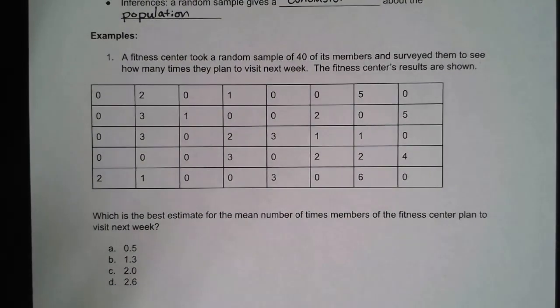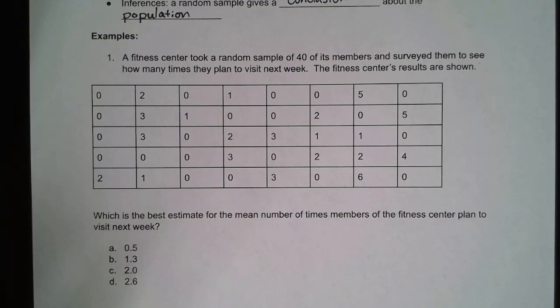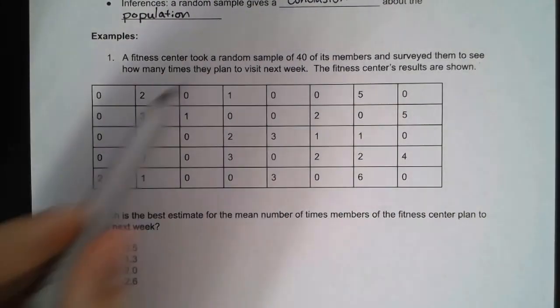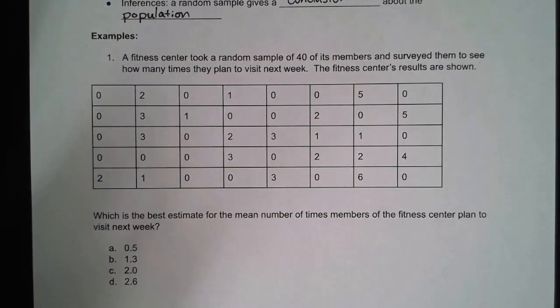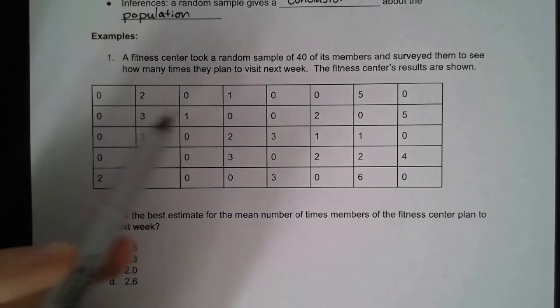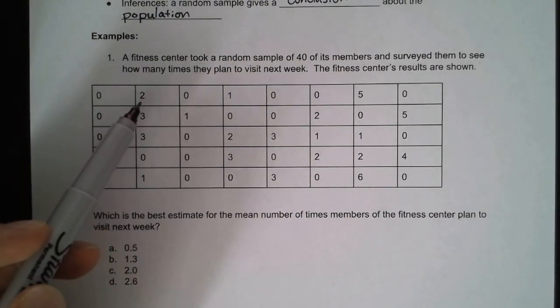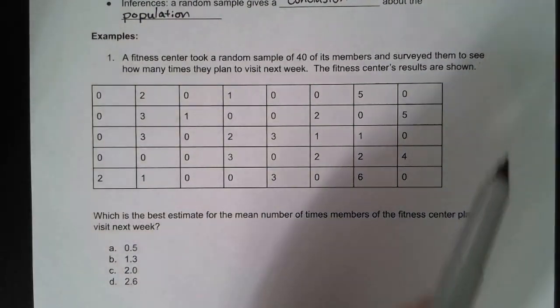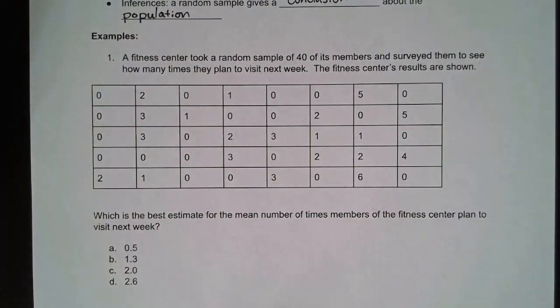A fitness center took a random sample of 40 of its members, so these are the 40 members here in the table, and surveyed them to see how many times they plan to visit next week. Fitness center results are shown. So this person said they plan to visit 0 times next week. This person said they plan to visit 2 times next week. And this is all 40 responses represented in this table.